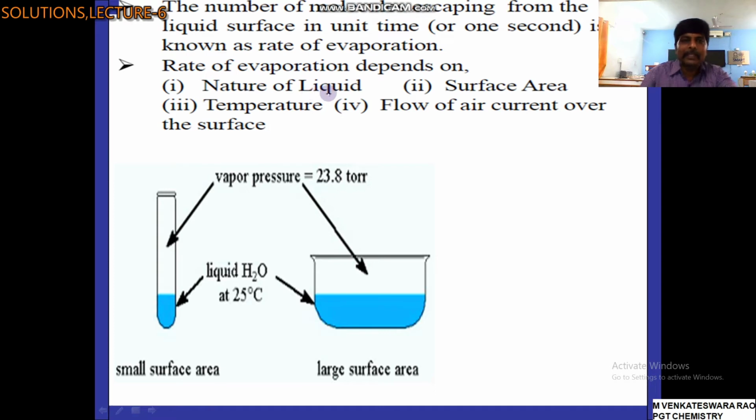Regarding nature of liquids, some types of liquids undergo evaporation more easily. Then the surface area of the container also matters. You can see in this example, you take one test tube which contains some liquid. This test tube has a small surface area, whereas this beaker also contains some liquid. This beaker has a large surface area. Because of large surface area, more molecules get evaporated. Because of small surface area, fewer molecules get evaporated. So that is about evaporation.